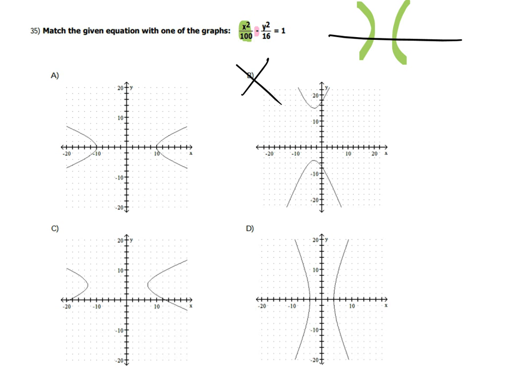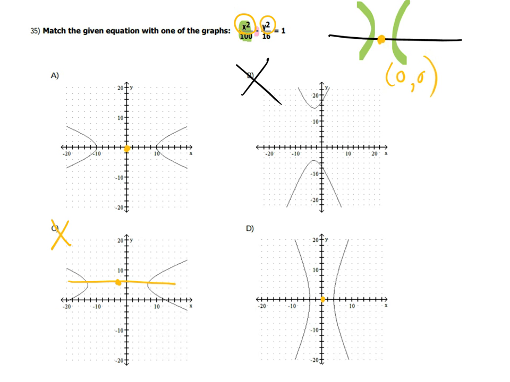The other thing that I notice is that it's just an x squared and it's just a y squared. There's no parentheses. So that means that my center is at 0, 0. This one has a center at 0, 0. This one has a center somewhere like here, right? So C's out. This one has a center of 0, 0. So based on the center, I was able to eliminate one.